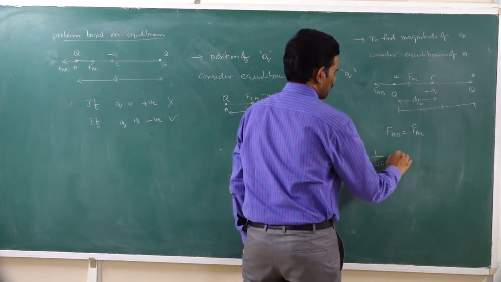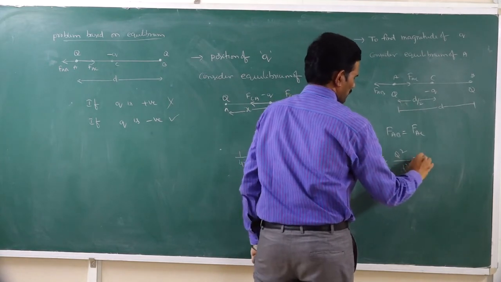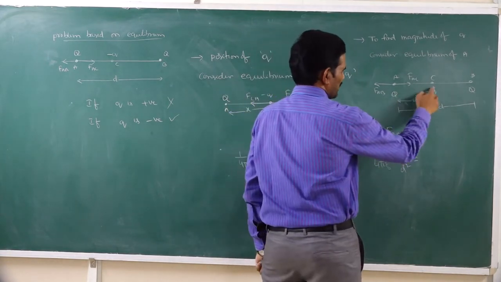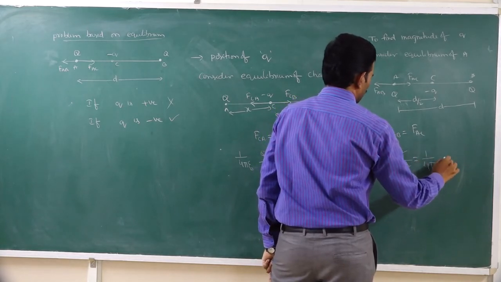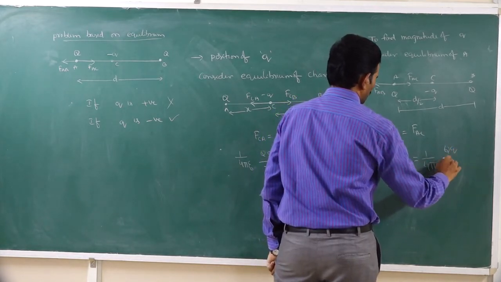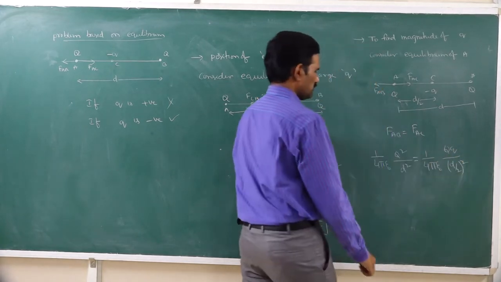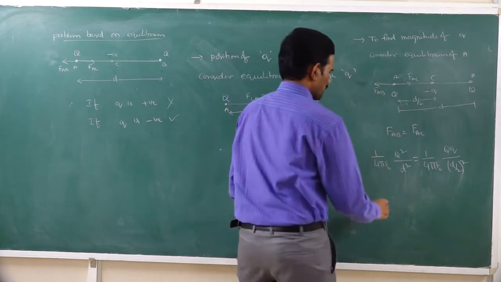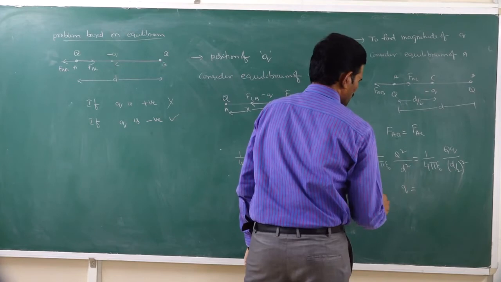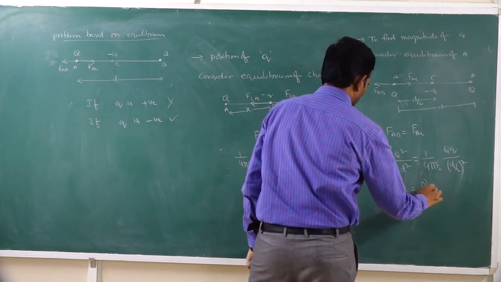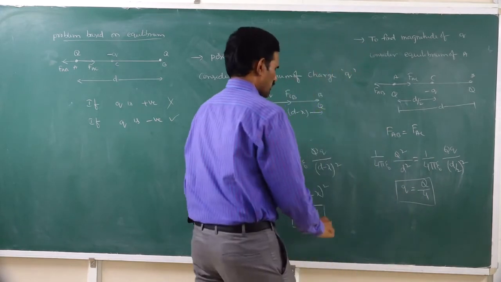So let us write those expressions. 1 by 4 pi epsilon naught between AB, so that is Q square by d square. This is equal to between AC we need to write. Again you can observe this is the magnitude of the force. So capital Q into small q by d by 2 whole square. And you can simplify that. Therefore you will get this small q value, so small q is equal to capital Q by 4. This is only the magnitude of the charge.